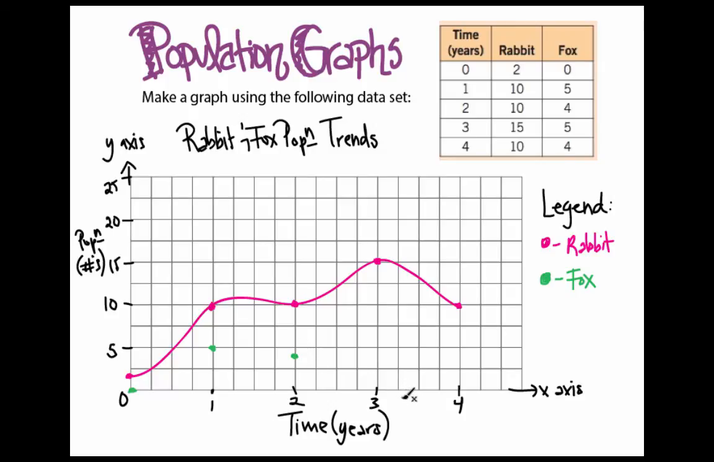The 3rd year, there were 5 foxes. And then in the 4th year, there were 4 foxes. So it went back down. Then I'm going to connect my dots. And that is how you draw a population graph.